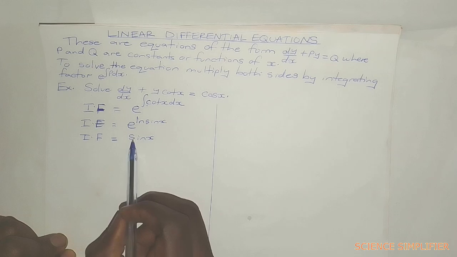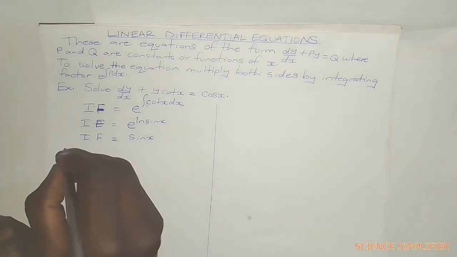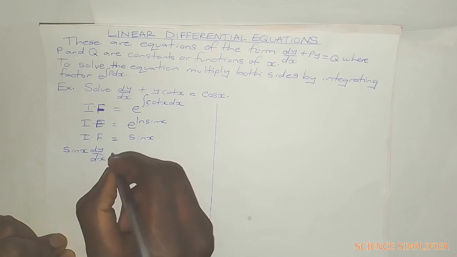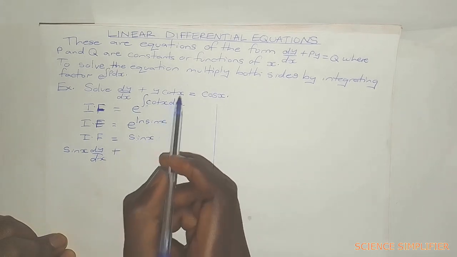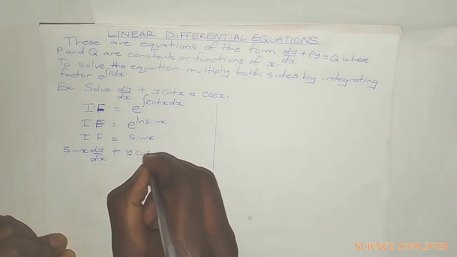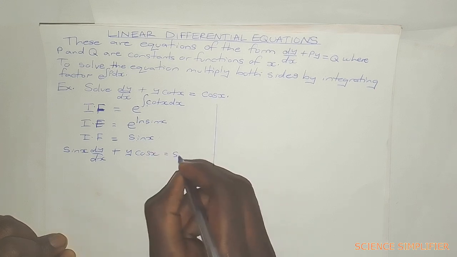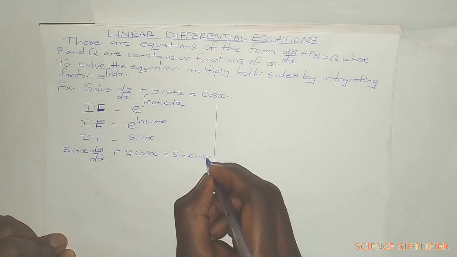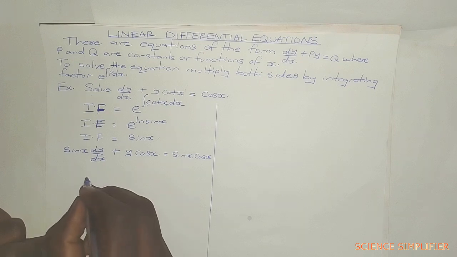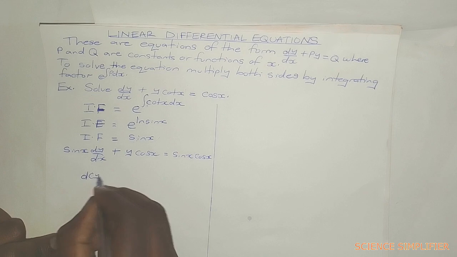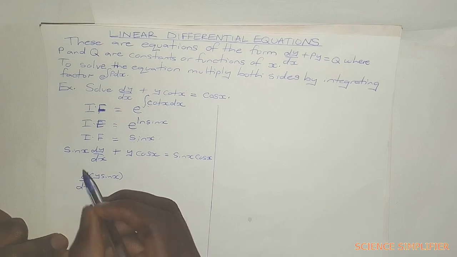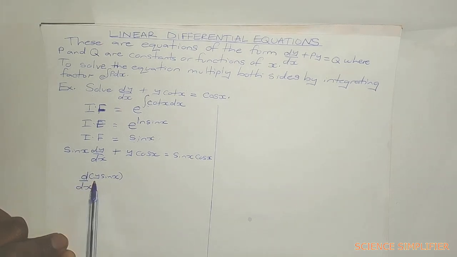Now from this point we are going to multiply throughout by sin x. Here we have sin x dy/dx plus, when we multiply by sin x, y cos x being equal to sin x cos x. Now we are going to obtain our main function. Our main function will be d(y sin x)/dx. As you can see our function here.